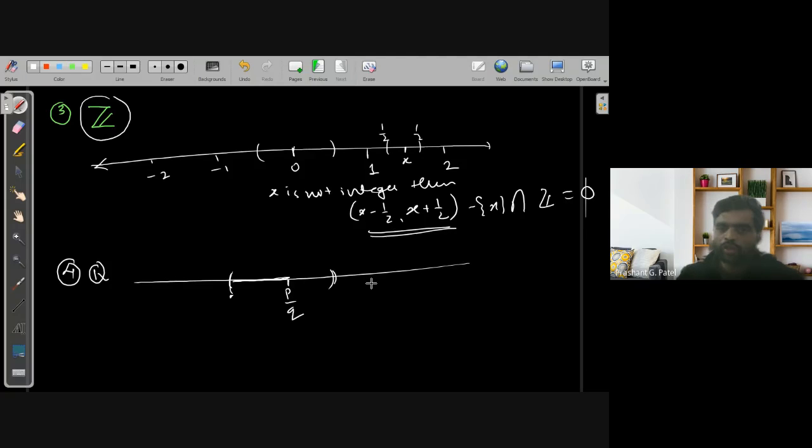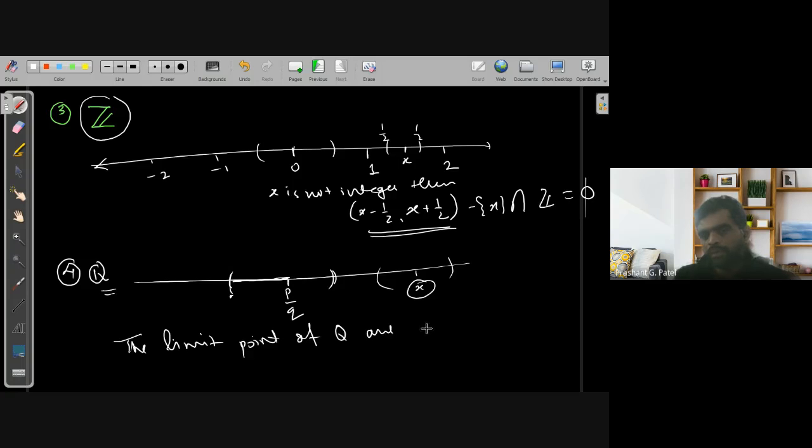And the same argument is given for irrational numbers. If a number is not of the form p by q, so let's say that x is an irrational number. In the neighborhood of this irrational number, we always have rational numbers. So that's why, by the rational density theorem, we can say that the limit points of Q are all the real numbers. So we can say the limit points of Q are all real numbers.